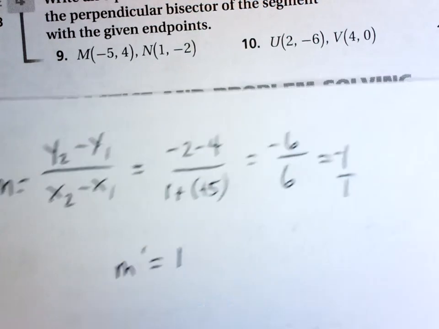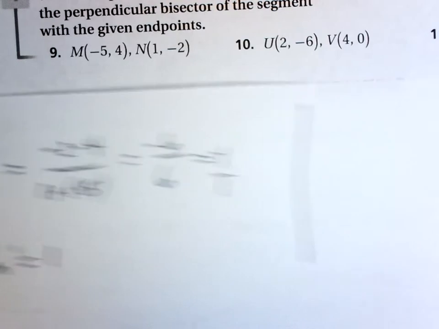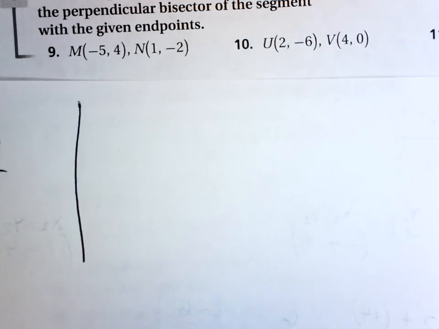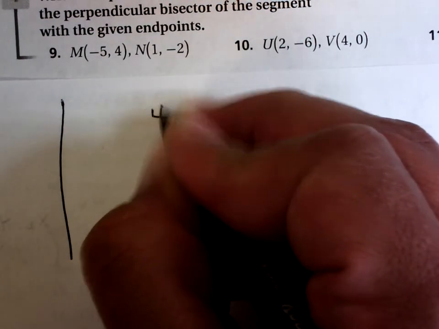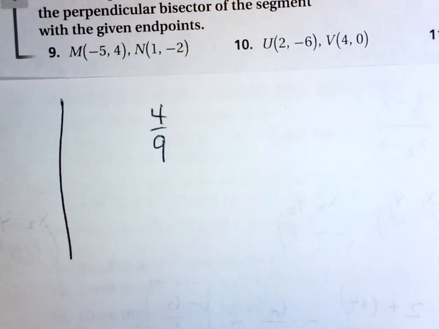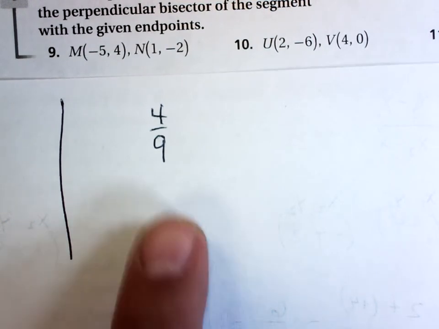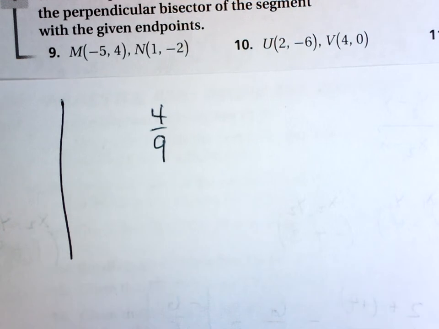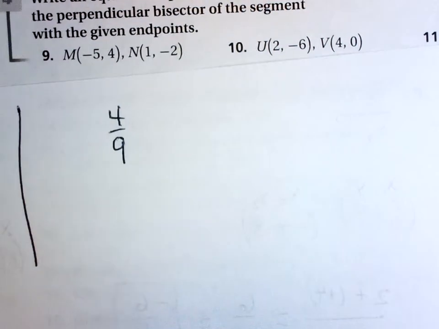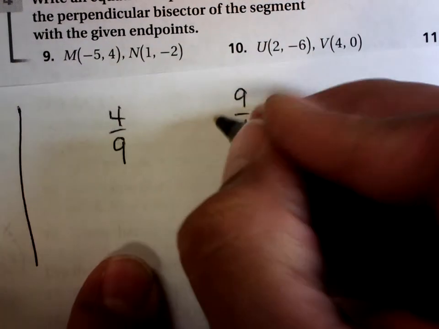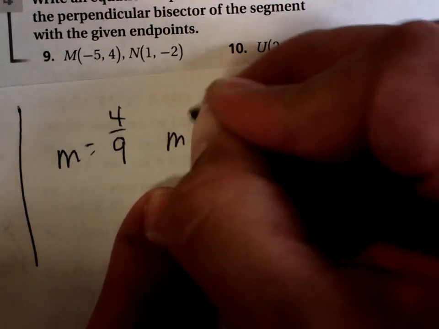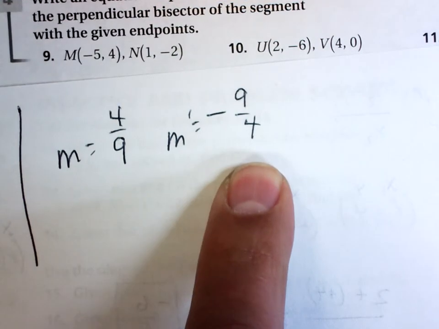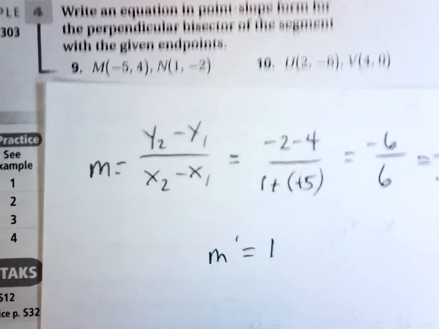Side note, this is not part of this problem, coming off to the side, because again, some of us are struggling there too. So let's say that I found the slope of my segment, and let's say it was 4 over 9. And let's say I wanted the slope of a perpendicular line to this one. So again, you flip your fraction, so it becomes 9 over 4. And this was positive, so you make it negative. So if this was m, then my m prime would be negative 9 over 4. Okay, so that's just another example. Okay, back to my problem.